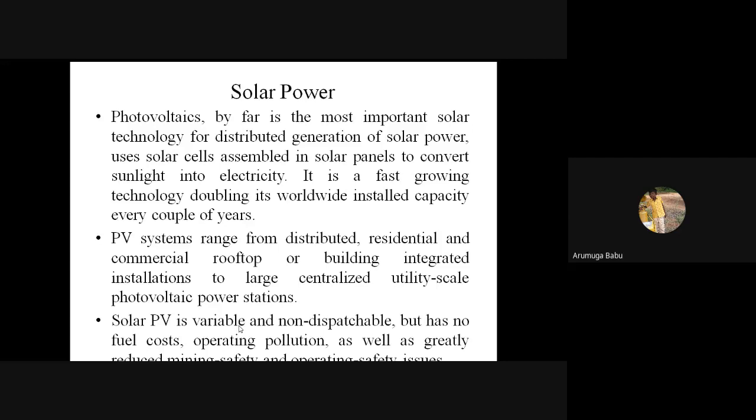If you are going for a photovoltaic type DG, it is variable and non-dispatchable, but it has no fuel cost.